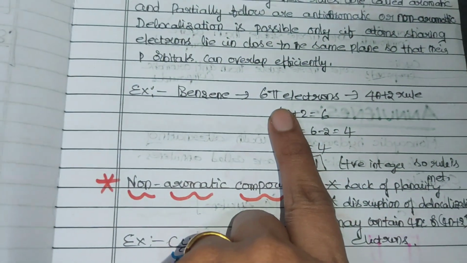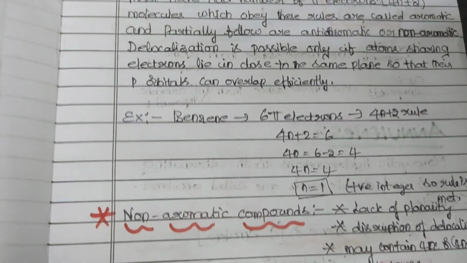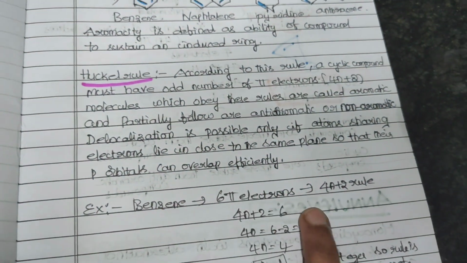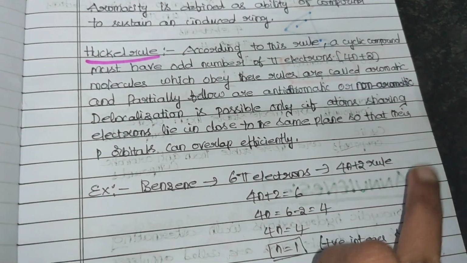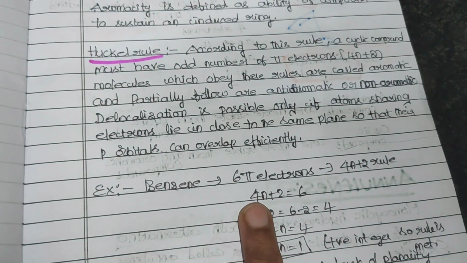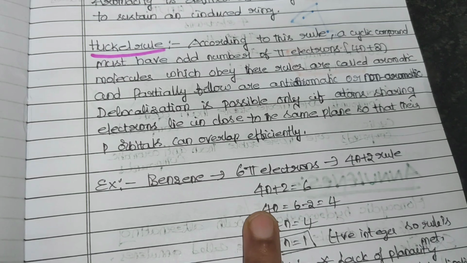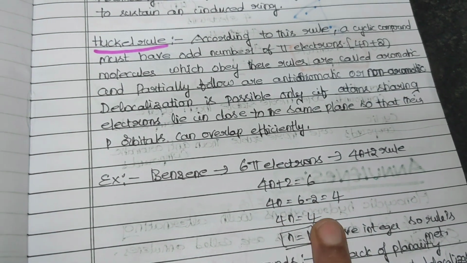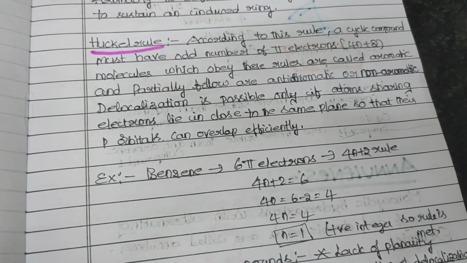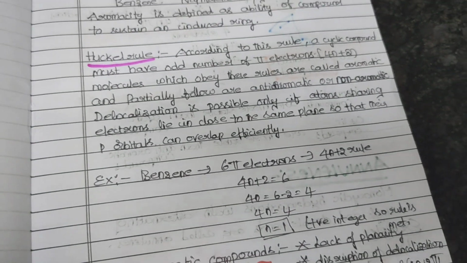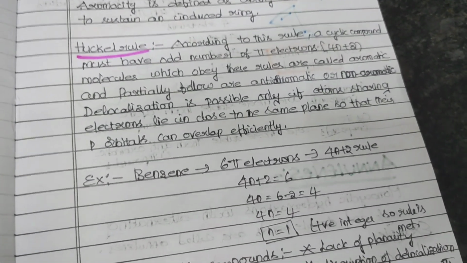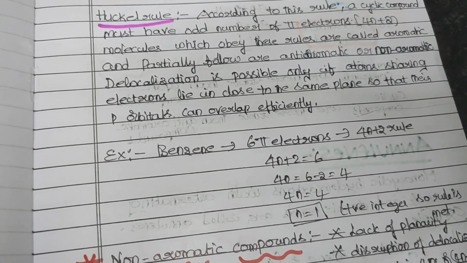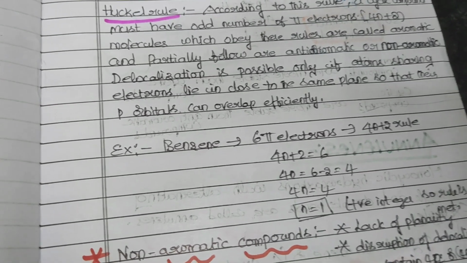For example, if we take benzene, we know that there are 6 pi electrons, right? 3 pairs of electrons, so 6 pi. So it follows the 4n plus 2 rule. So 4n plus 2 is equal to 6. So 4n is equal to 6 minus 2, 4. So 4n is equal to 4 and n is equal to 1. So whatever the n value is, if it is 0 or more, means all non-negative integers, then Huckel's rule will be met and it is an aromatic compound.